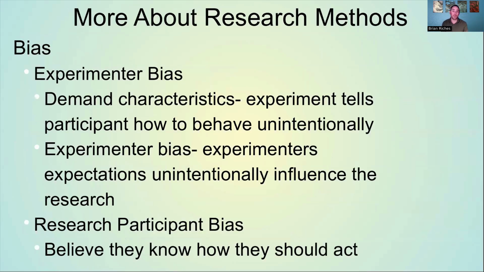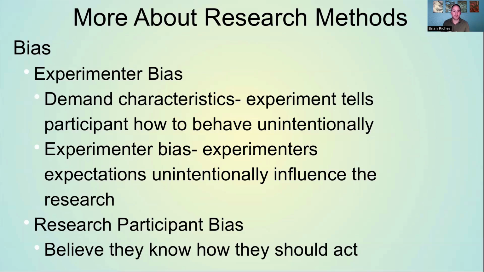There can be experimenter bias, there can be participant bias as well. So participants sometimes think that they know how you want them to act, and so they will act in a different way. In psychology, we want people to act as they would. We don't want them to pretend in some way. We don't want them to act in a socially desirable way. We want them to act and think as they would, so we can understand how they are.